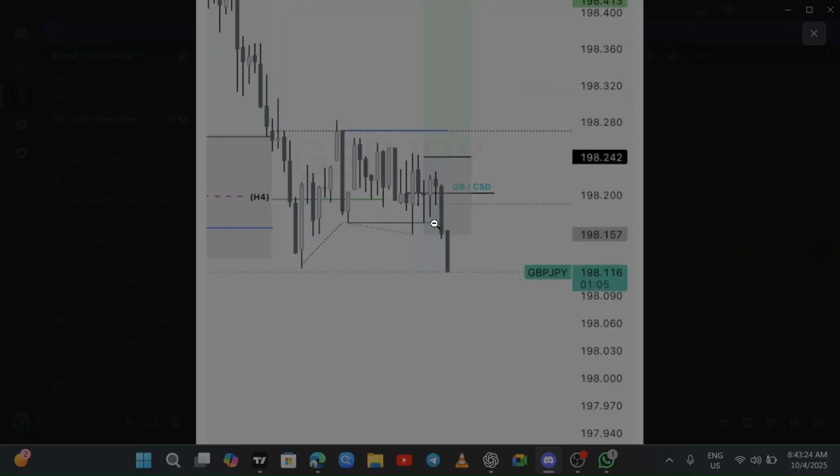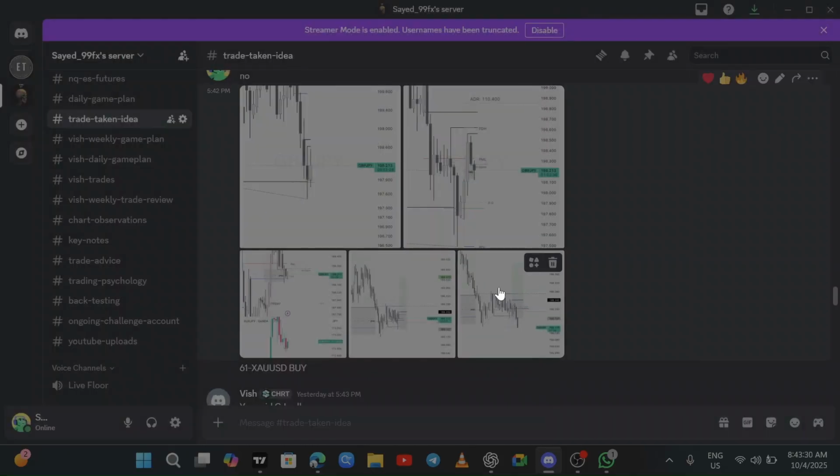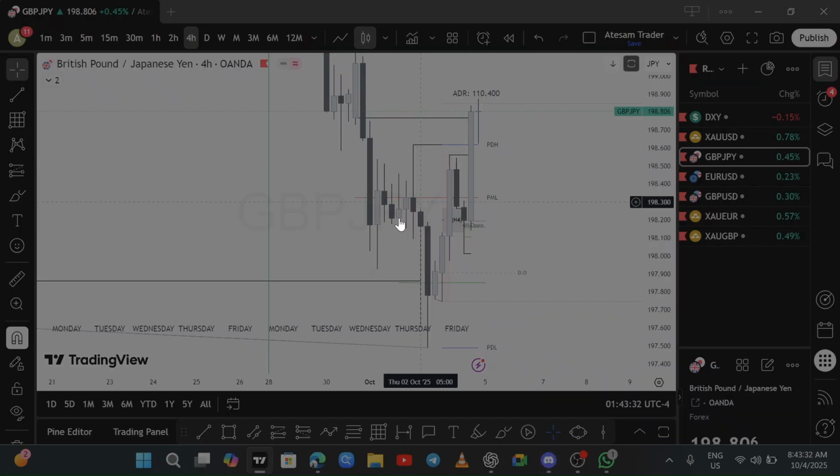And how I took entry: I took entry here when, if you see this down close candle, price closed above it. I was targeting the 2 hour. But what happened? Price instantly came down and took me out. But here I want to note down something.